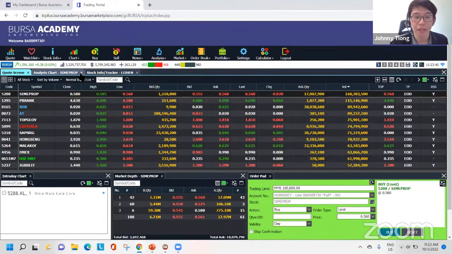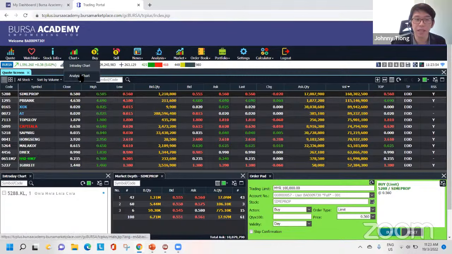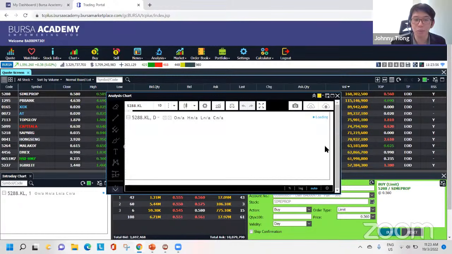Okay, I have a few things here. Look at my first window, my quote screen. I can add a few tabs to it. For example, I click on the chart, the analysis chart. I just press, and you see, there's a floating window here.